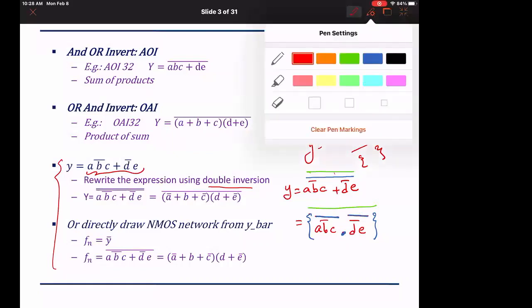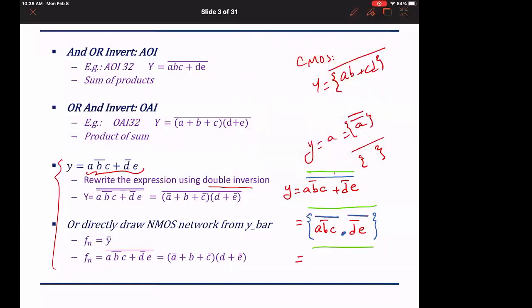Okay, great. So now we will keep the green bar and expand the blue bar. What will happen to it? I will expand all of these quantities. What is A B bar C barred? A bar plus B plus C bar. So this is A bar or B or C bar, right? ANDed with what is D bar E bar? It's D or E bar, right? Okay.